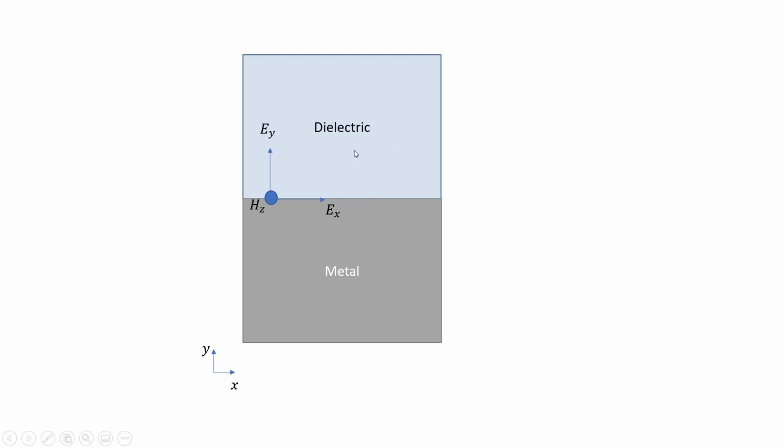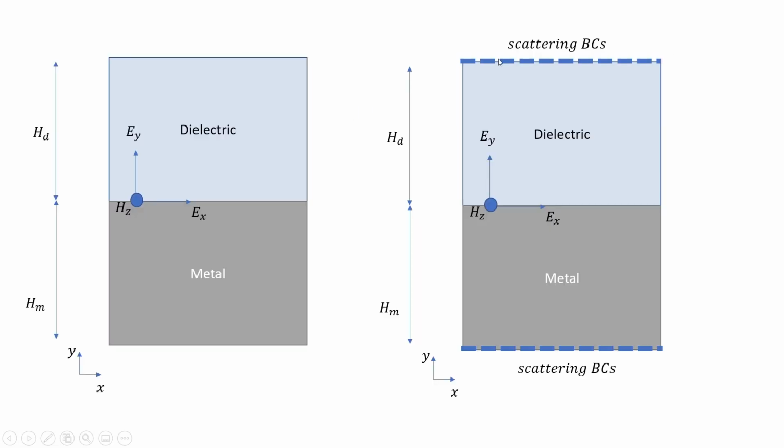But as you already know, the dielectric should extend to infinity and the metal also should extend to infinity. To emulate this in COMSOL, you have to put scattering boundary conditions at the top and scattering boundary conditions at the bottom as well. And of course, we cannot make infinite structures, so we have to truncate the dielectric height to some height HD and the metal to some height HM.